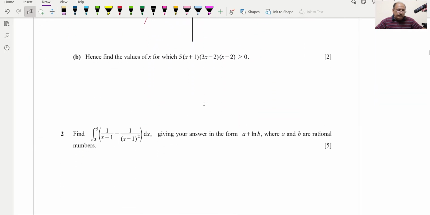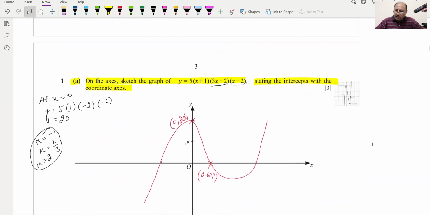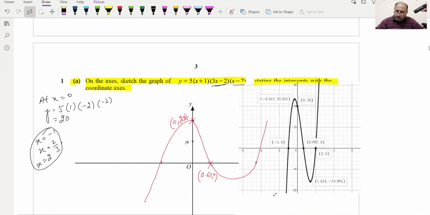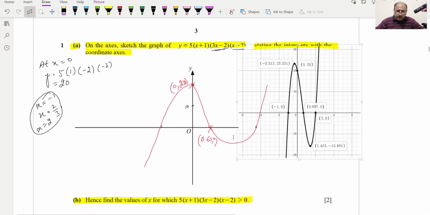Now part B says hence find the values of x for which 5(x plus 1)(3x minus 2)(x minus 2) is greater than 0. For the first part, I have copied the same graph which I showed you. It shows the same points and almost the same shape, but in this type of sketch you will just have to show the intercepts.